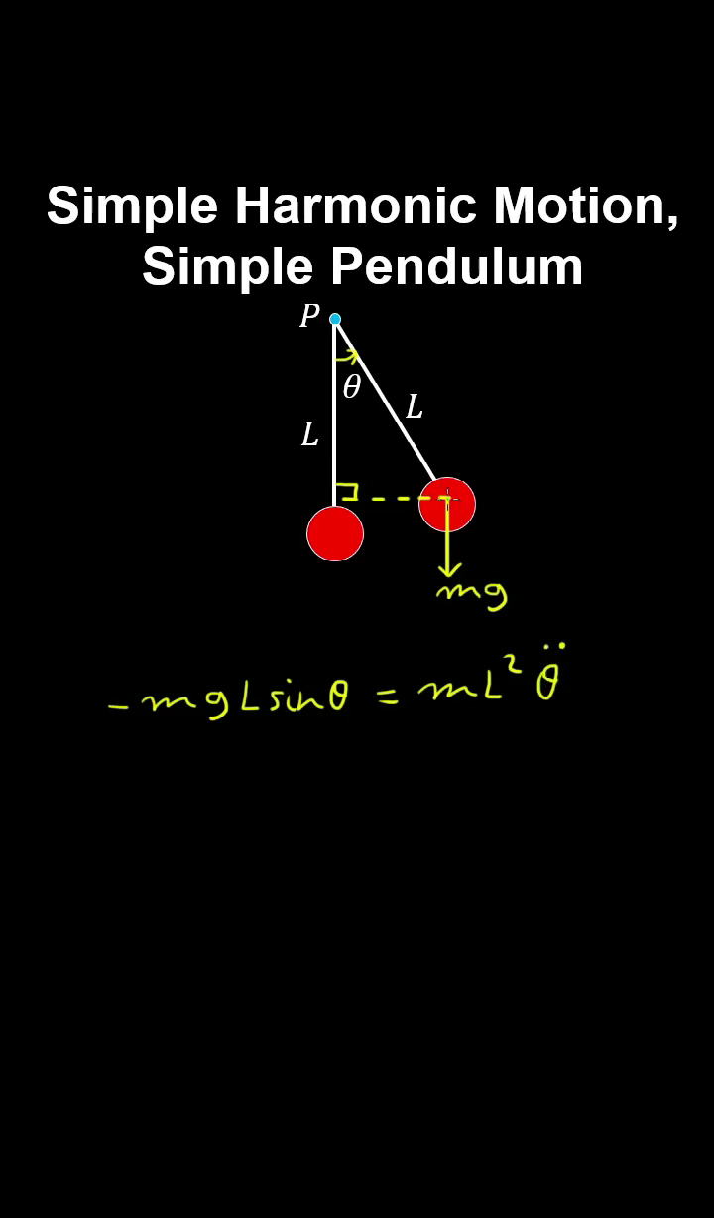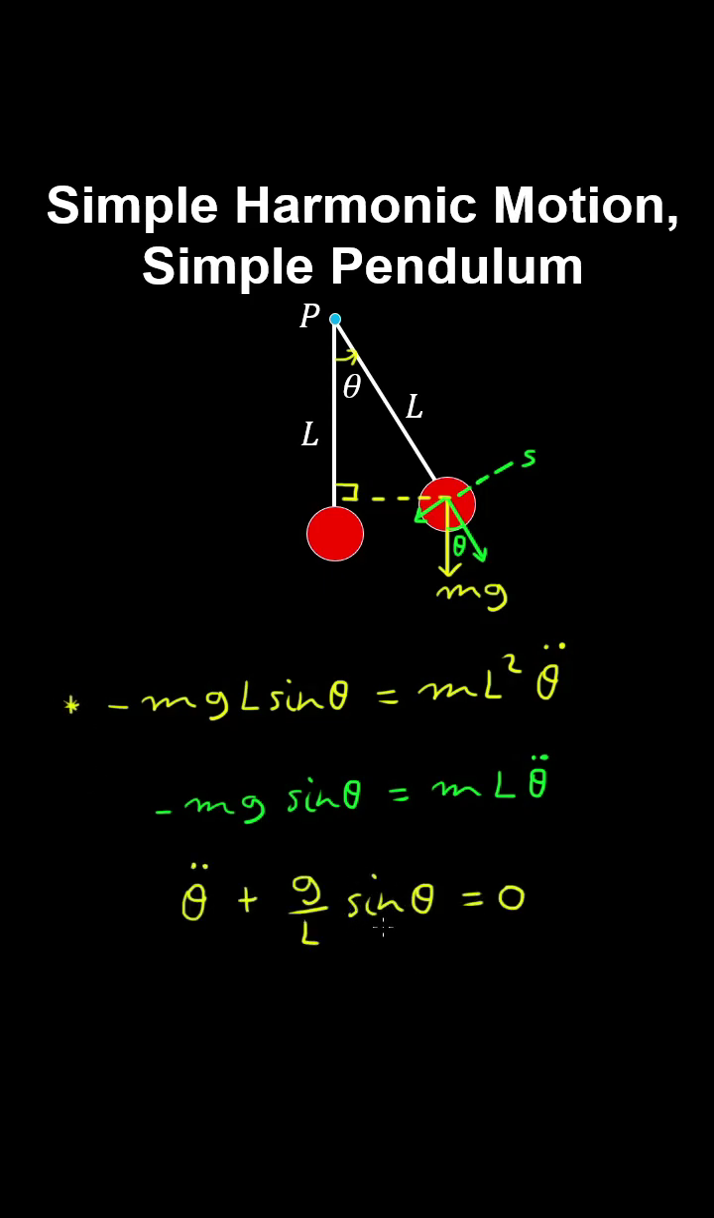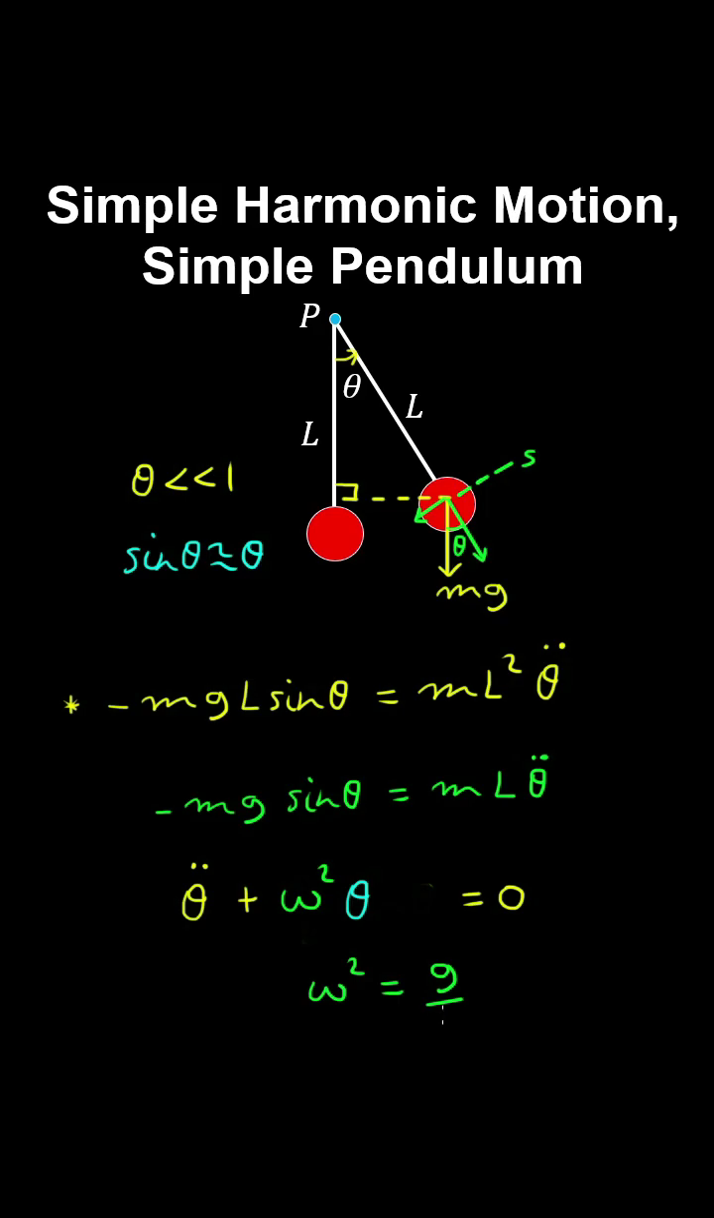Now you can get the same result by resolving this force into normal and tangential components. So if you take a sum of forces in the tangent direction, which is the same thing as L times the angular acceleration. Now if you do some algebra, you can't solve this analytically, so we'll apply the small angle approximation, and therefore we can write the equation in the following form, where the square of the angular frequency depends on the gravitational acceleration and length of the rod. And now we can apply the same solution that we derived for a horizontal harmonic oscillator.